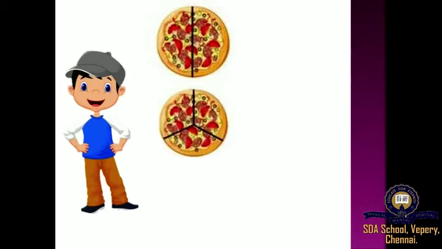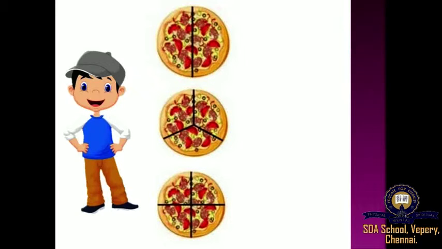Suddenly, his another friend also came. So, he divides the pizza equally between three persons. So, each person will get 1/3 of a pizza. Another friend also arrived. So, he divides the pizza between four persons and each person gets 1/4 of the pizza. So, mathematically, we can represent it as 1/2, 1/3, 1/4.